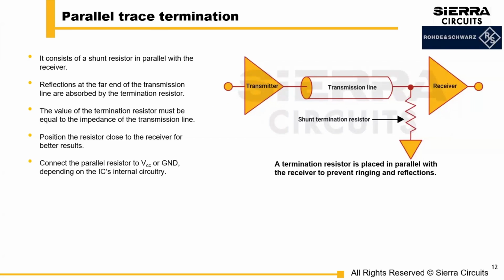Then you can have parallel termination, which involves placing a shunt resistor in parallel with the receiver. This matching resistor absorbs all reflections at the far end of the transmission line. You want to connect the parallel resistor to the power supply or ground plane, depending on the IC's internal circuitry.